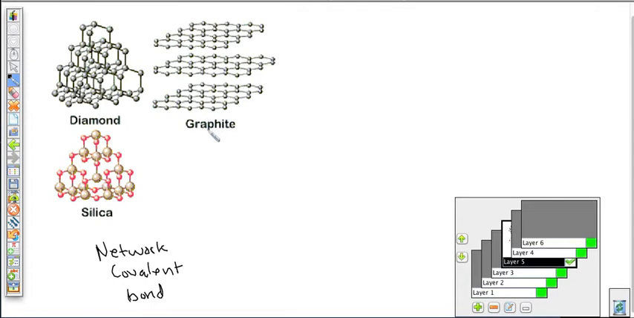So this is a diamond, this is graphite, and this is silica. And the reason that I put these up here is that these are the exact same molecules, but graphite, which essentially is pencil lead, is way easier to break apart than your diamond.